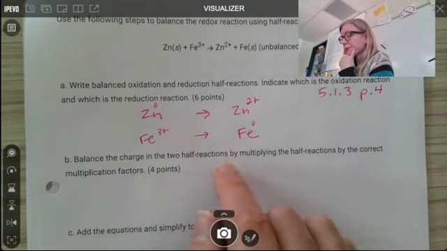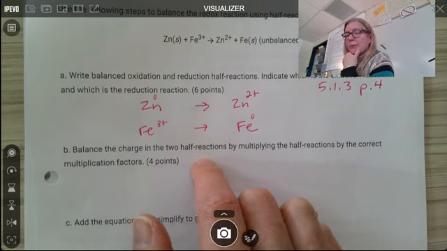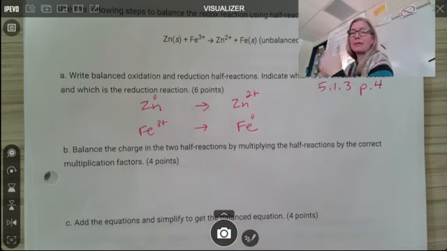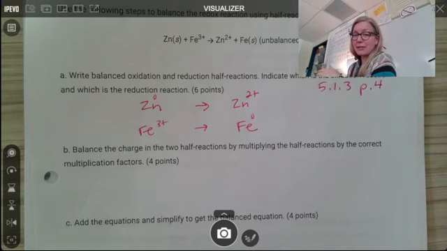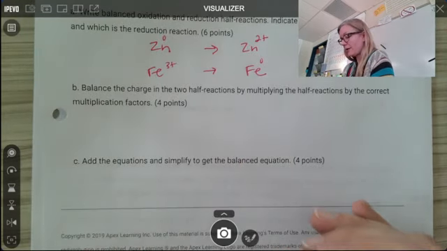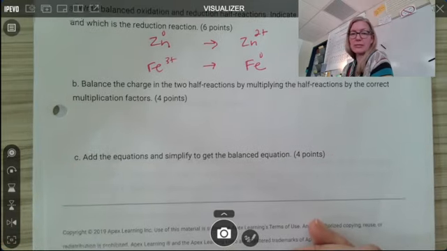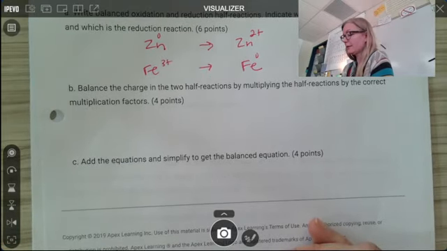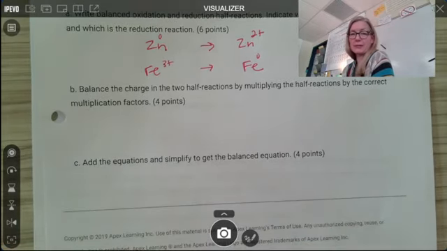Now we need to multiply. In part B, you're going to need to multiply both of these by something so that the electrons cancel out. One of the equations is going to have 3 electrons. One of the equations is going to have 2 electrons. So multiply them both by something so you get 6 electrons in both equations, and that way you can cancel the electrons out, okay? And then once you cancel those out, you can add the equations together, and that'll give you a balanced equation.